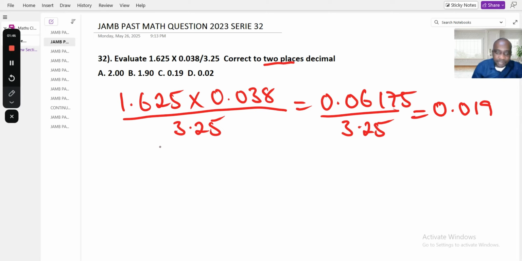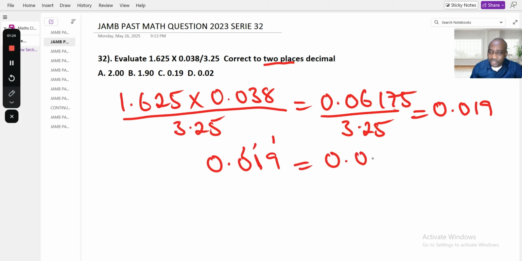2 decimal places, let me write it here, 0.019. 2 decimal places is 1, 2. This is 2 decimal places. We now look at the next one. Is it 5 and above? If it is 5 and above, you can now turn this 9 to 1 and add this to this 1, making 2. Our final answer is going to be 0.02 to 2 decimal places. Do we have that? Yes, D. Our final answer is D.